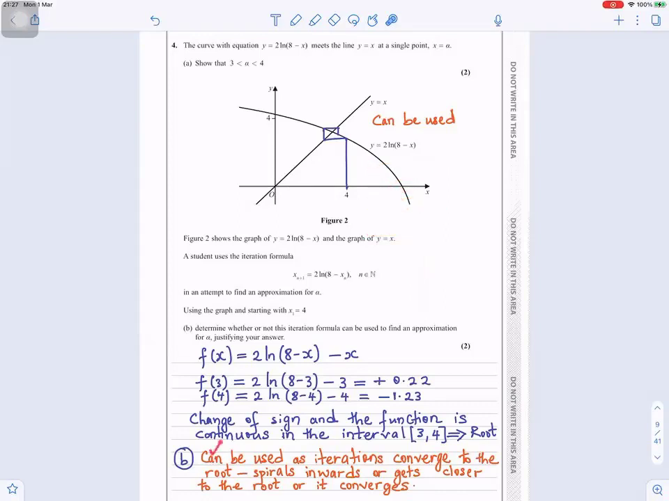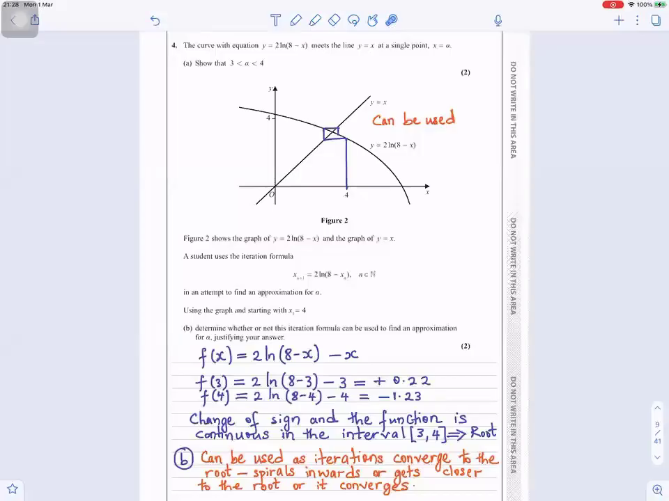So you conclude the iteration can be used as it converges to the root. Spirals inwards or gets closer to the root, or it converges. That's what you will say. The iteration is converging to the root, and you can see it goes to the graph, back to the y equals x line, back to the curve, back to the y equals x line, back to the curve. It is getting closer and closer to the root, which is there in the middle.